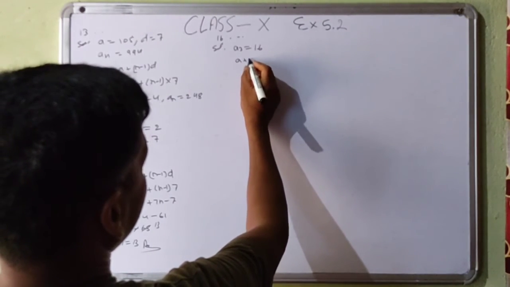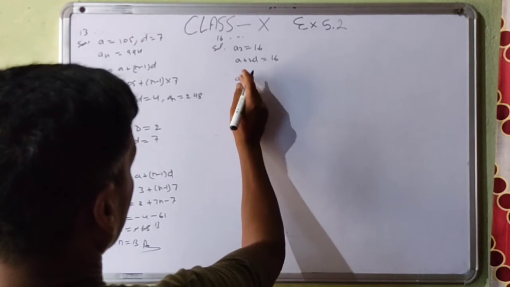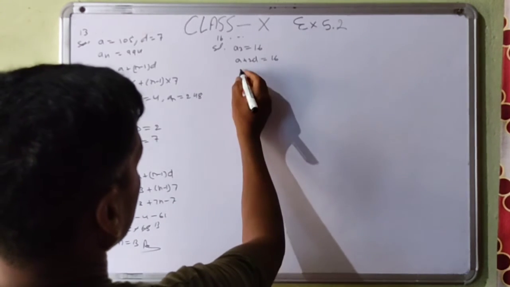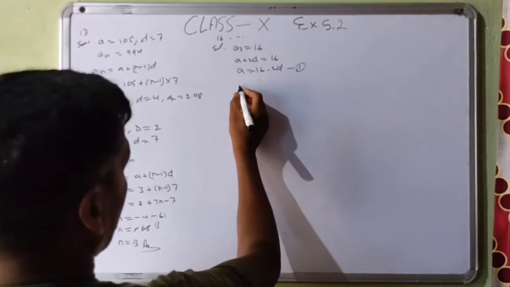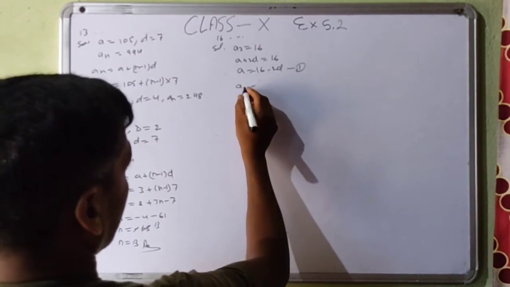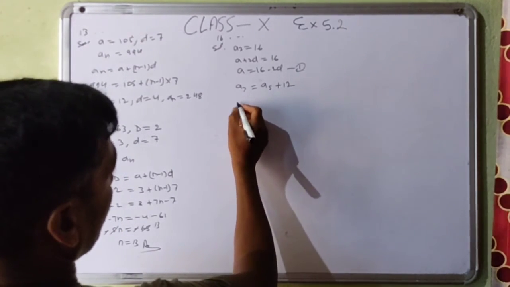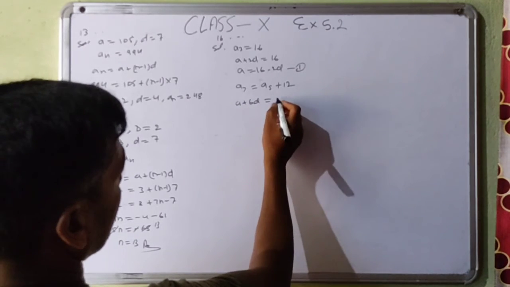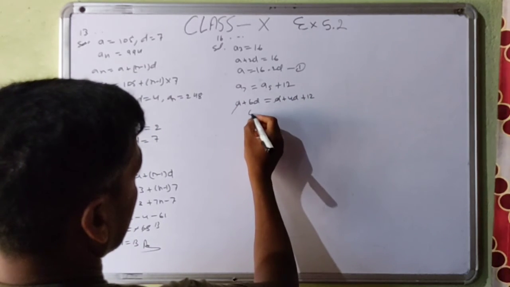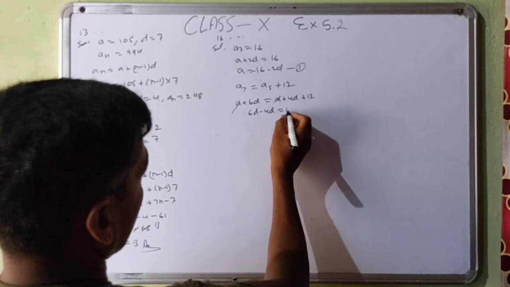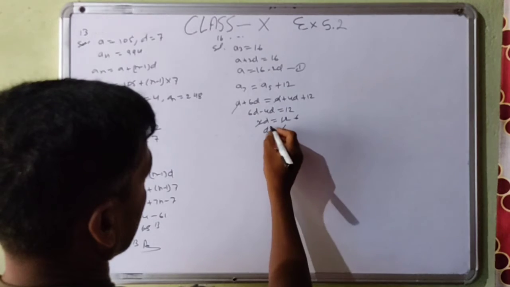So A plus 2D is equal to 16. Or you can write it like this, A is equal to 16 minus 2D, the first equation. And then a_7 is equal to a_5 plus 12. Now A plus 6D is equal to A plus 4D plus 12. So A cancels by A. So 6D minus 4D is equal to 12. So 2D is equal to 12, 2 sixes are 12. So D is equal to 6.